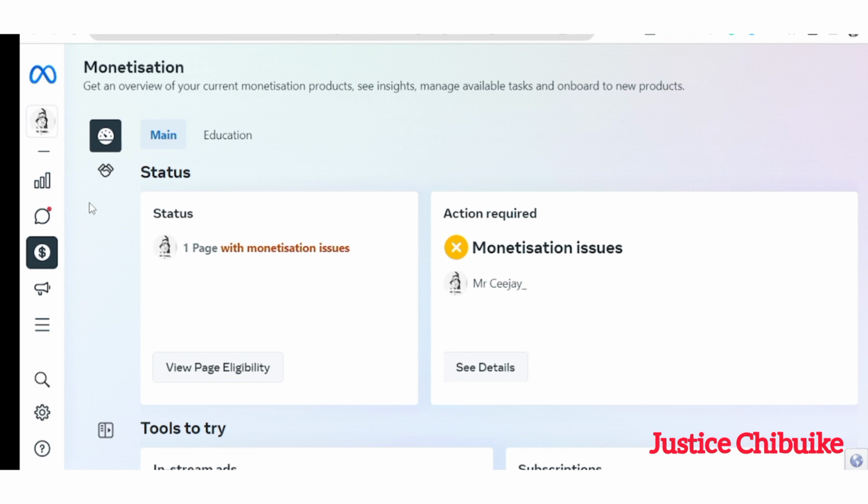All right, then when you have done that, the second thing for you to do is to request a review or disagree with Facebook. However, before you disagree with Facebook, you should have been able to go through your page to make sure that every content on your page is yours. You have rights over every content, and you also make sure that all your page follows Facebook guidelines.